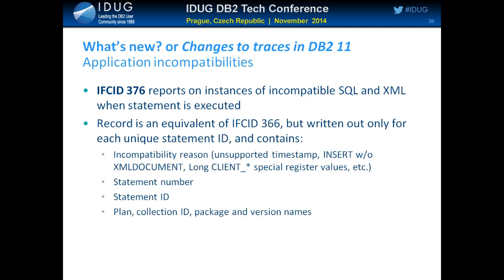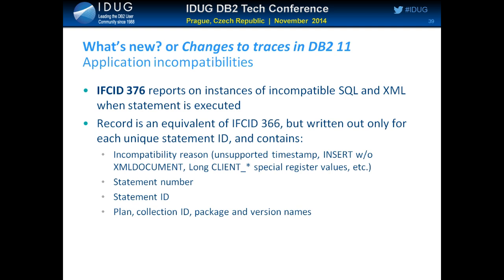376, this is incompatible SQL or XML when it's executed. So if you're familiar with 366, this record was introduced in 10. So as soon as there is some incompatible SQL being executed, you get this record. But since the same statement can be executed way too many times, in DB2 11 you get a new record that is only generated for a unique statement ID. So you get this record only once for the statement ID. If there is another one, then you will get another record. So you just limit the number of records that you get.